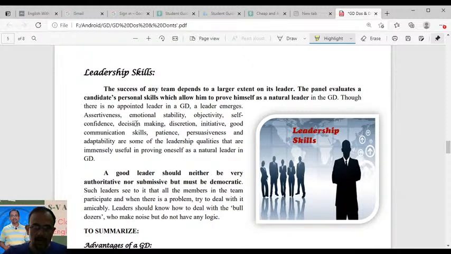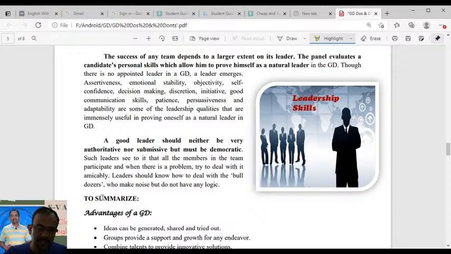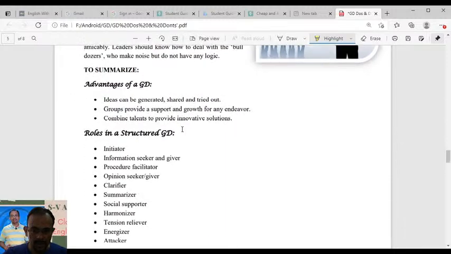So you should be a leader. And how can you be a leader? You can be a leader only when you can contribute with information, only when you can facilitate the process of discussion, only when you listen to others, and only when you come forward to resolve a particular issue, right? Only then can you become a true leader.